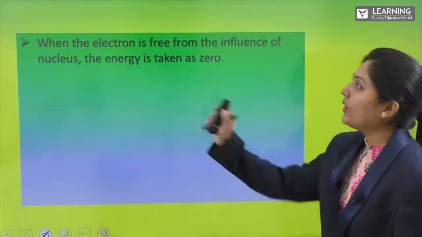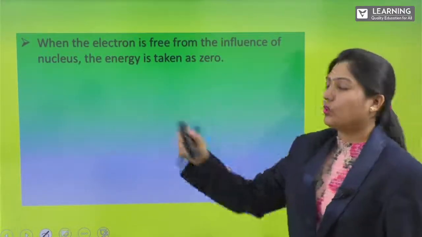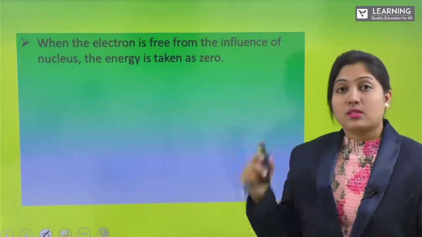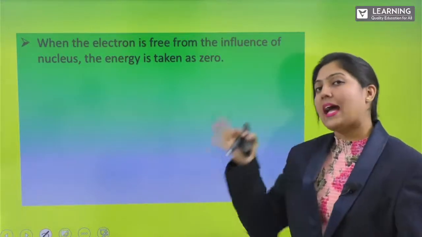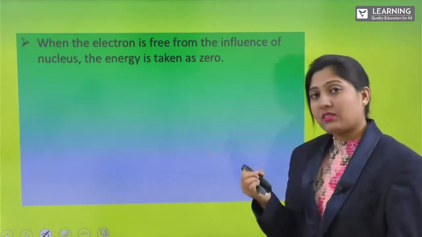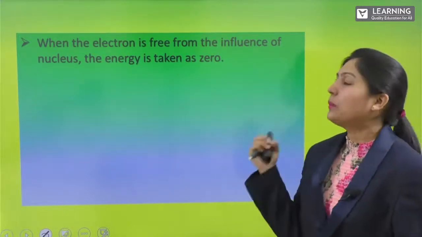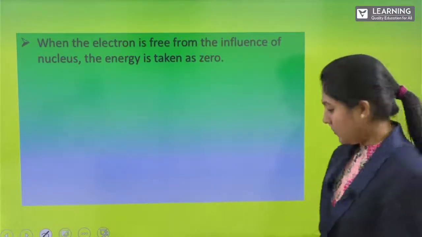So next, when an electron is free from the influence of the nucleus, the energy is taken as 0. Here we have the attraction between the nucleus and the electron. If there is no attraction from the nucleus, then the energy of this electron will be equal to 0. That is what they are mentioning here.